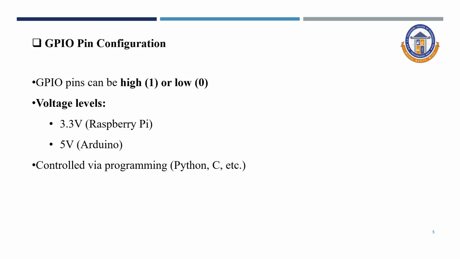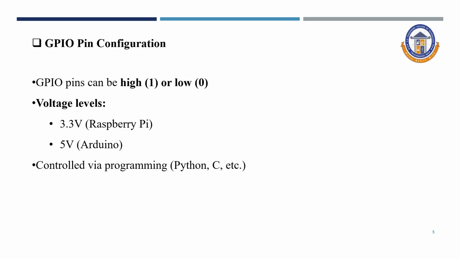The voltage level of your general purpose input output pin is 3.3 volt. For example, usually we are using the Raspberry Pi and Arduino. For Raspberry Pi, 3.3 volt is the voltage level for the input output pins. For Arduino, it is 5 volt. Suppose I feed a higher level than what is specified in the datasheet, that particular port or pin is going to be damaged.